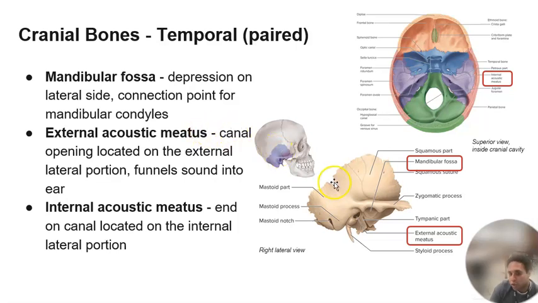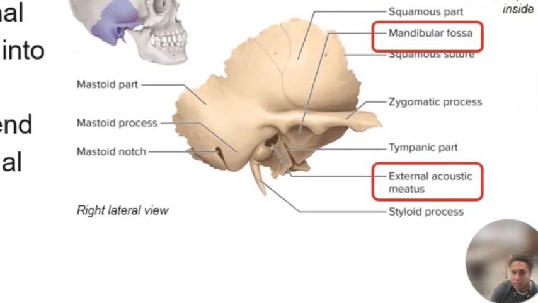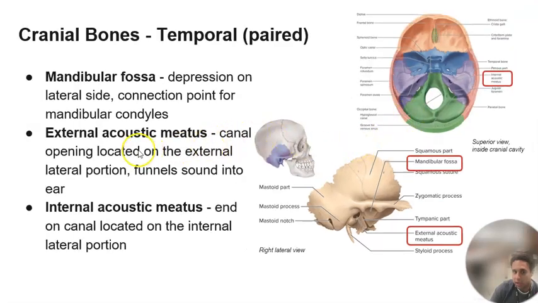Next, we have the external acoustic meatus. You see this canal over here. It's external because most of the time when we have something called external, we also have an internal. So this connects to the inside, and I'm going to show you in a second the internal acoustic meatus. But external means it's on the outside. Acoustic means it has something to do with sound, so it funnels the sound into the ear.